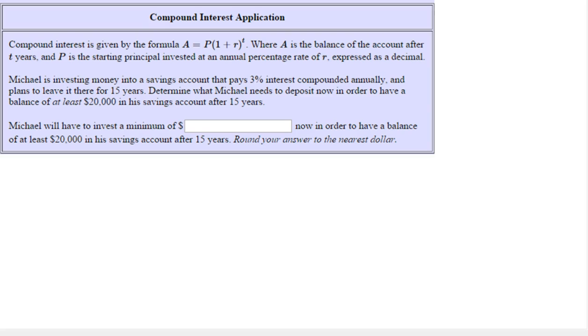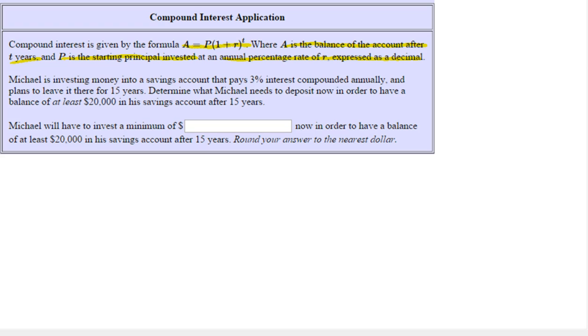Let's begin by reading the problem and highlighting important information. So compound interest is given by the formula A equals P times 1 plus R raised to the T power, where A is the balance of the account after 2 years, and P is the starting principal invested at an annual percentage rate of R expressed as a decimal. So this is the formula that we're using and what each letter represents.